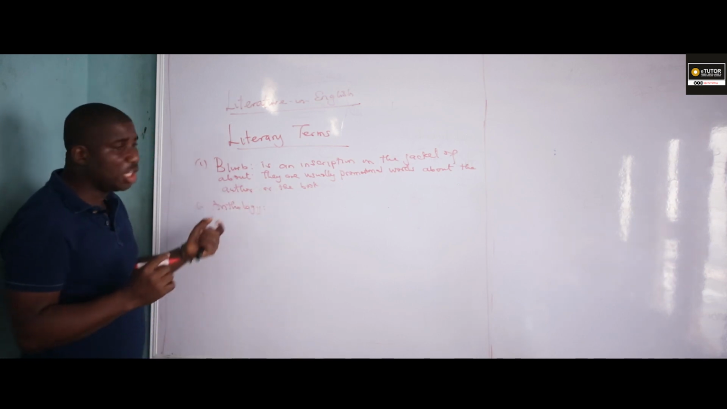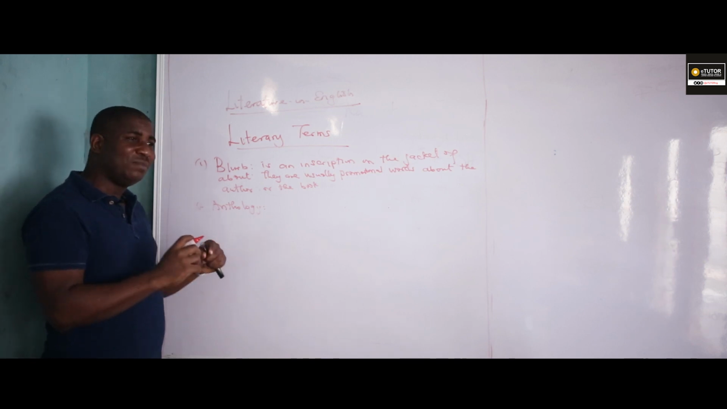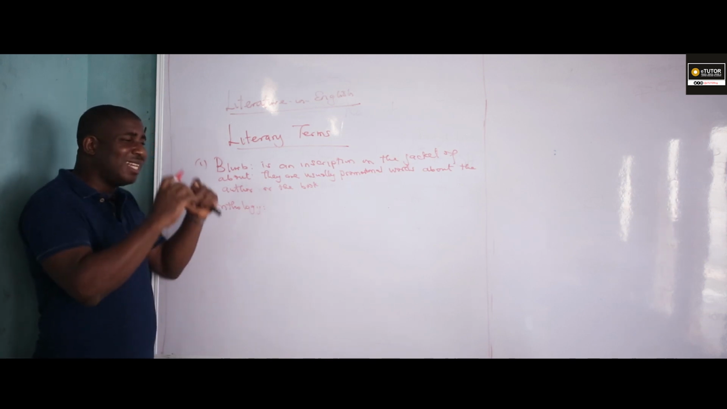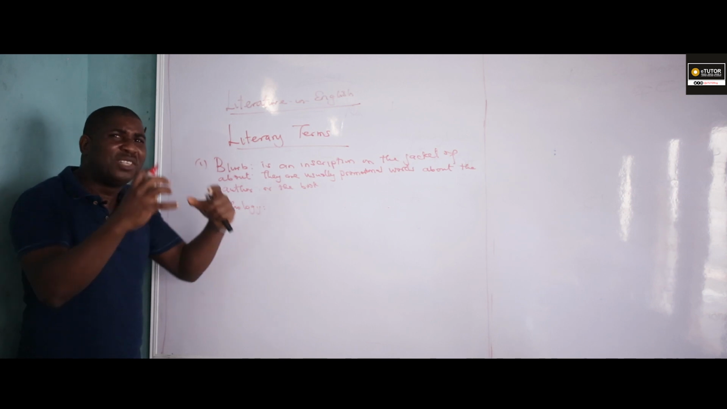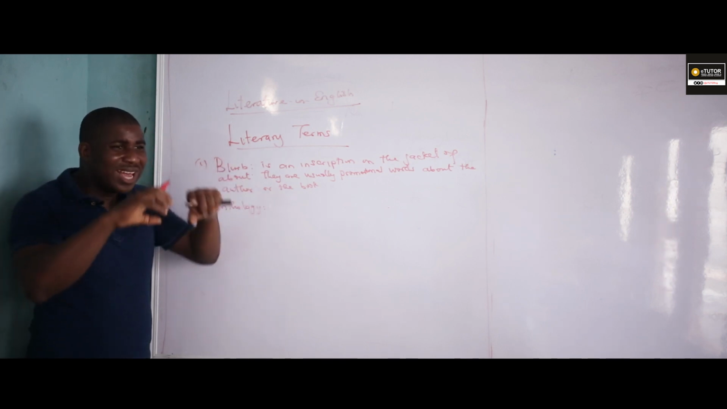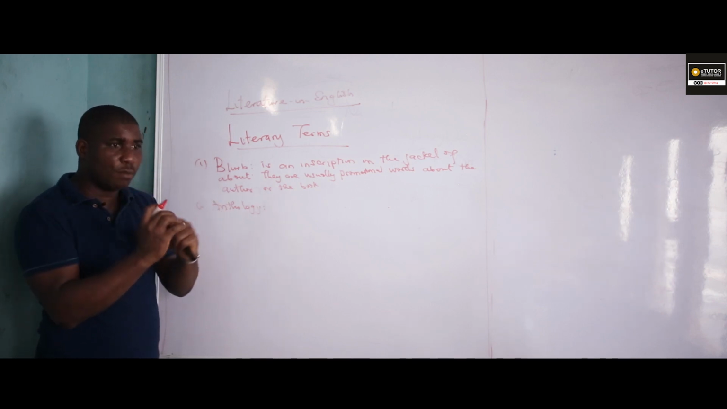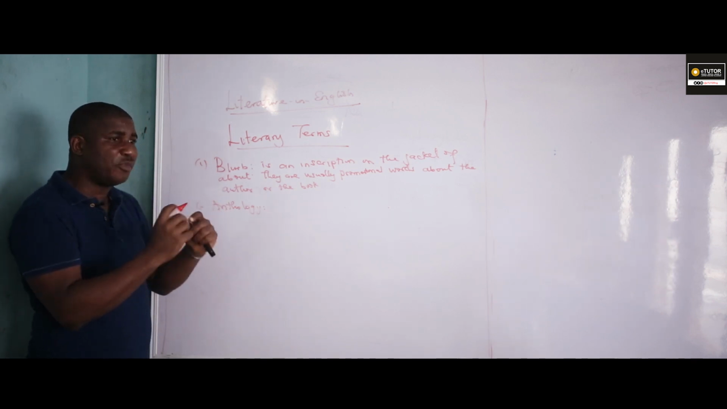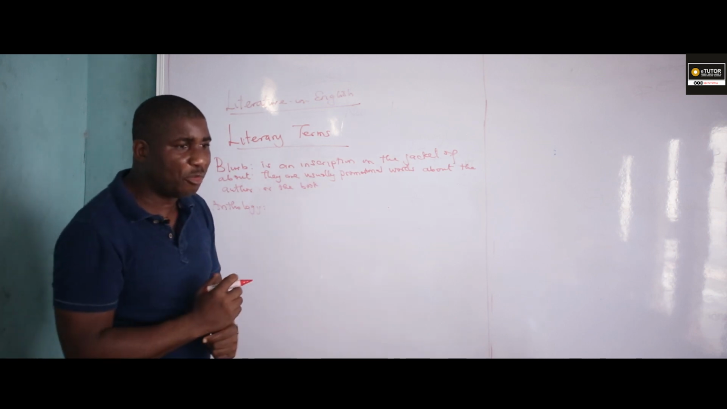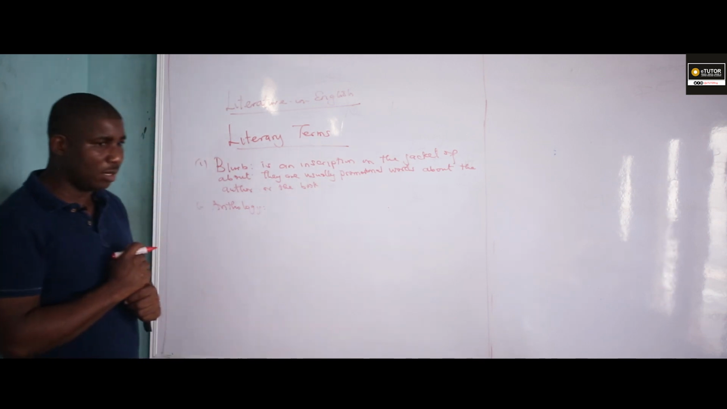The next one is anthology. What do we mean by anthology of literature? Anthology is a literary term that has to do with a collection of different poems edited in a book. So anthology of literature refers to what? A collection of different poems edited in a book.